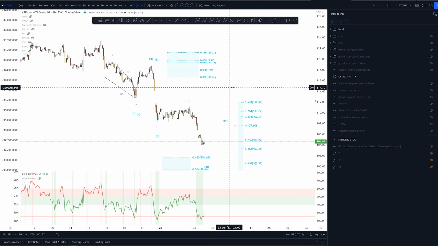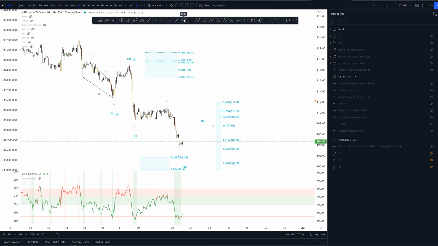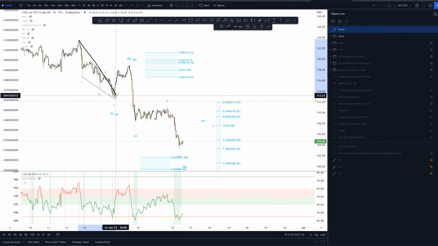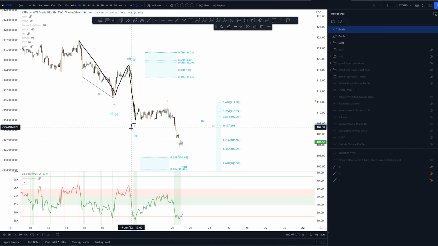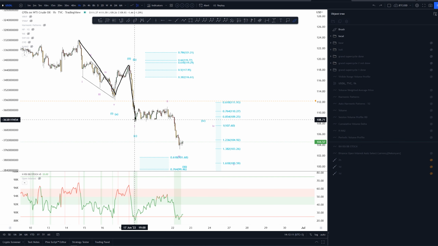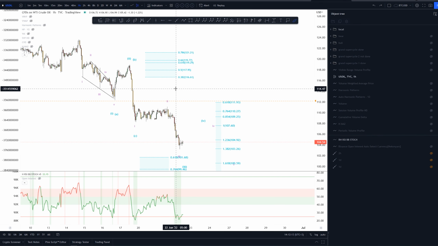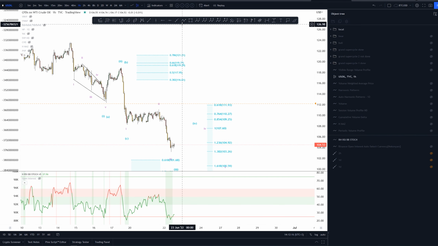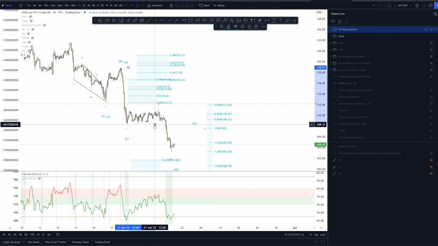Now it is possible that because we had this diagonal here on the wave 1, the wave 3 would be extended. So instead of this being a third wave, this would be indeed a wave 1 of one lesser degree, and this would be wave 2. Now I don't like this at all, as usually wave 2s are getting better retracements. Here, if we are looking at this, we can see that there is pretty much nothing.